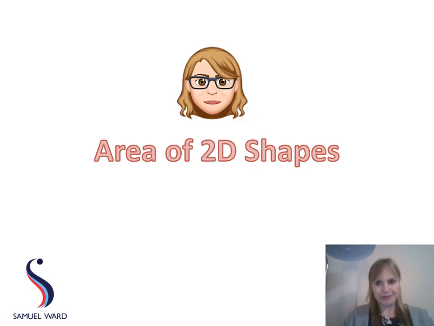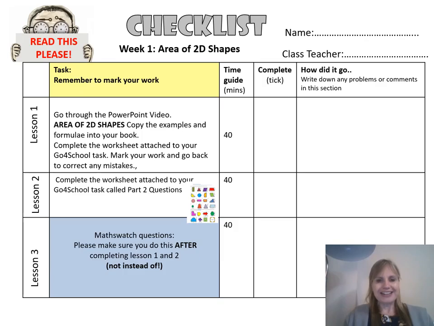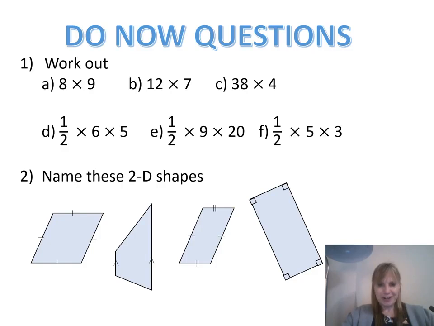I've included a checklist so that you can go through and tick when you've completed each task. The first lesson is to watch this video and to follow the worksheet that goes with it. Lesson 2 would be to complete the second worksheet, which is called Part 2 Questions. And the third task, and only when you've completed tasks 1 and 2, is to do the Maths Watch tasks that are set online. Here are your Do Now questions.